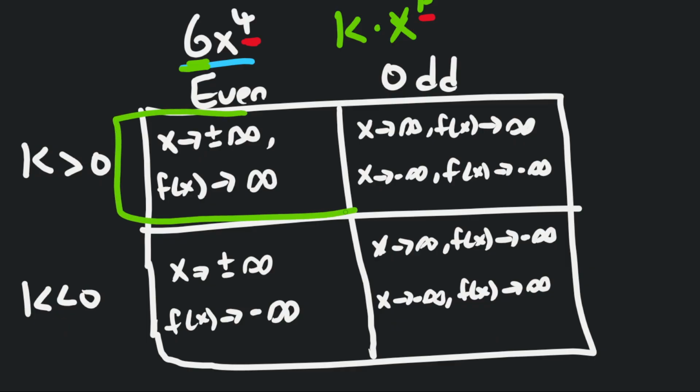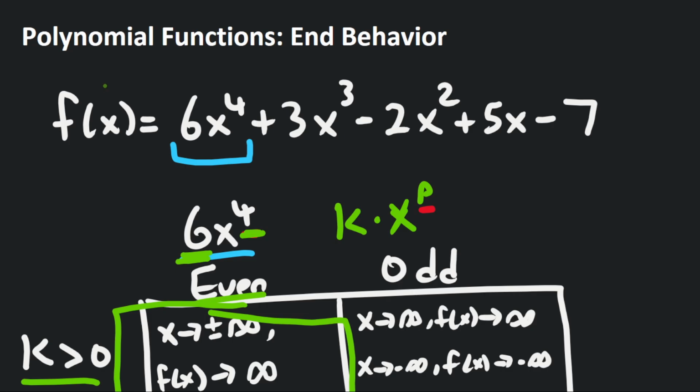And we are going to choose this end behavior right here because our k is positive, it's greater than 0. 6 is a positive number. And our function is even because the degree is 4. So this is the end behavior: as x approaches plus or minus infinity, f of x approaches infinity. So that is the end behavior for this entire polynomial function. All you have to do is take a look at the leading term of the polynomial function, and then you determine the end behavior the same way you would for a power function.